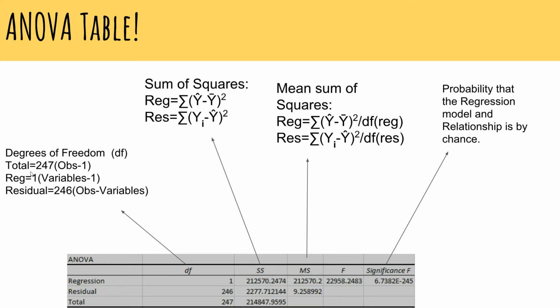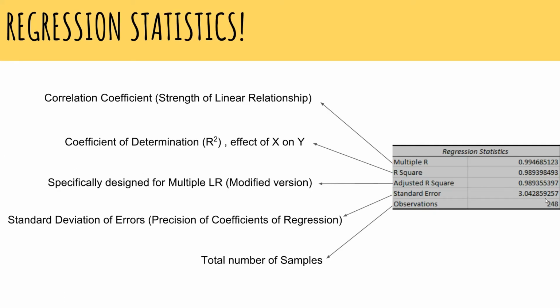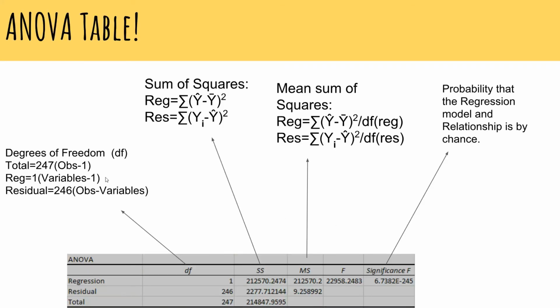Let me tell you this about the degrees of freedom. They are always 1 less than the total number of observations we have. For the total degrees of freedom, it's the total number of observations minus 1. As we had already seen, our observations were 248, as you can see over here. So you subtract 248 minus 1 and you get the value 247. Now what is the residual degrees of freedom? The total degrees of freedom is equal to the sum of the regression and the residual degrees of freedom. So to find the residual degrees of freedom, you simply subtract the regression degrees of freedom from the total degrees of freedom and you get the value 246.